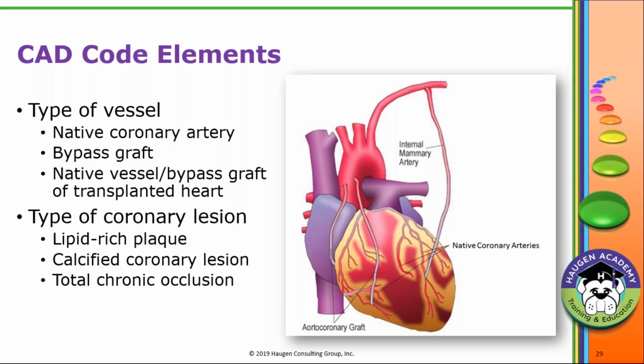We're going to look at the type of vessel, whether it's a native coronary artery or a bypass graft, or potentially even if the patient has had a transplanted heart, is it the native vessel or the bypass graft of that transplanted heart? And we're also going to look at, it's not mentioned on this slide and probably should be, the presence or absence of angina, and if they do have it, what the type is. We also have some add-on codes for the type of coronary lesion. Those are listed out here. We're going to revisit those in more detail in a couple of slides.